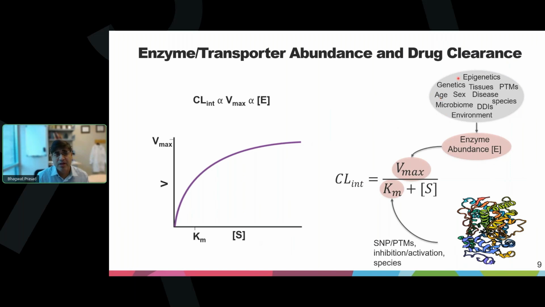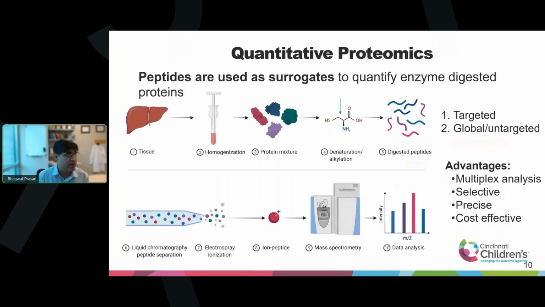So there are a number of factors which can affect inter-individual variability across individuals. And we use enzyme abundance to understand it, and we basically develop successful PBPK models or QSP models based on these enzyme abundance differences. So the question is, how do we do proteomics? This is very simple, I will not spend much time here, but what we are measuring in quantitative proteomics is peptides. And these peptides are measured as surrogates to quantify the digested proteins.